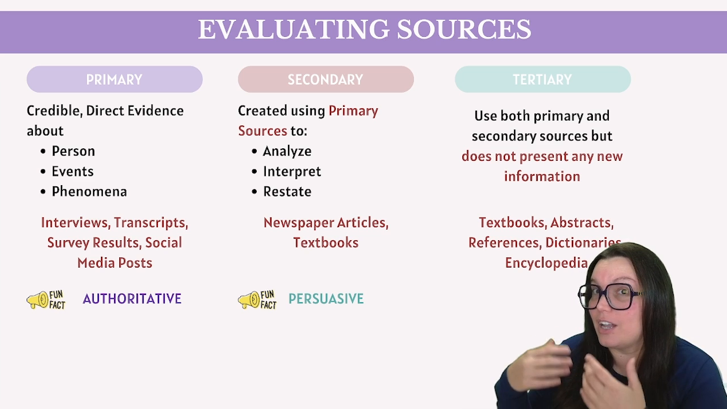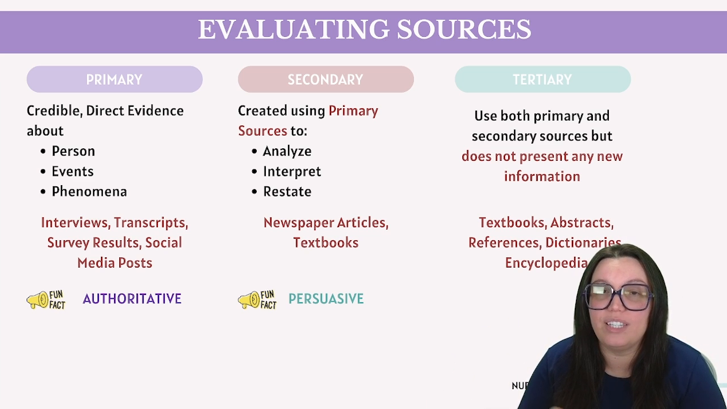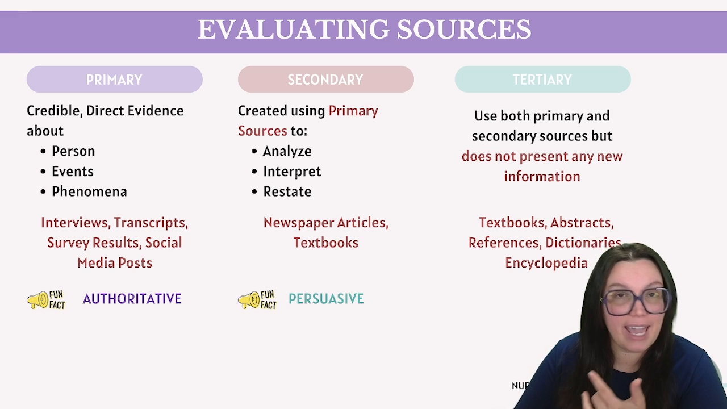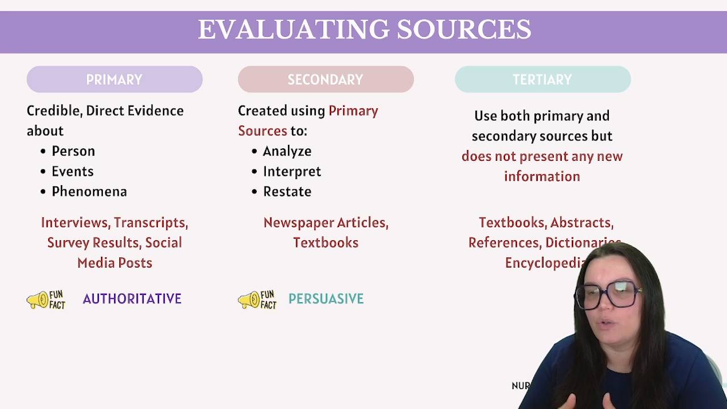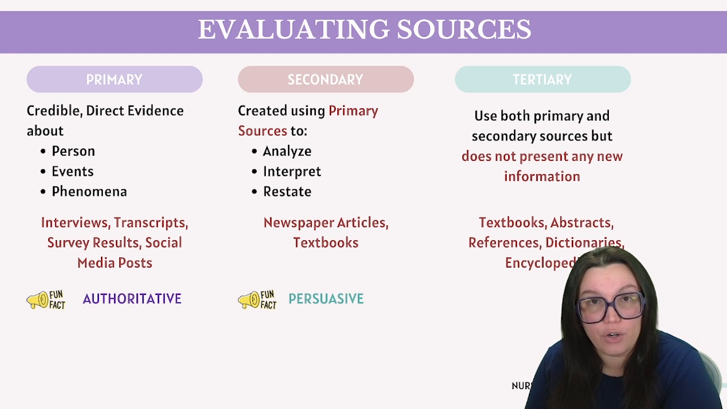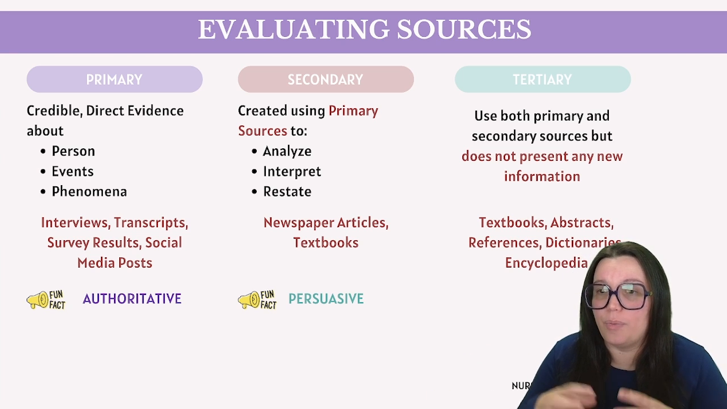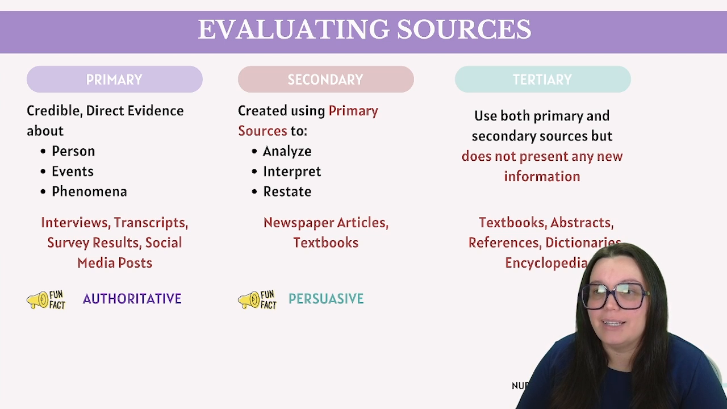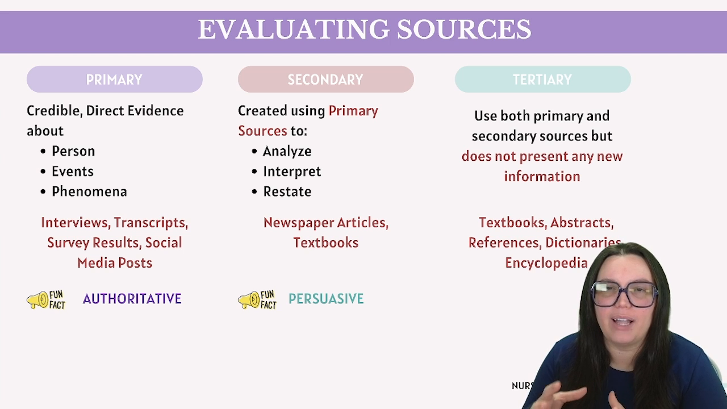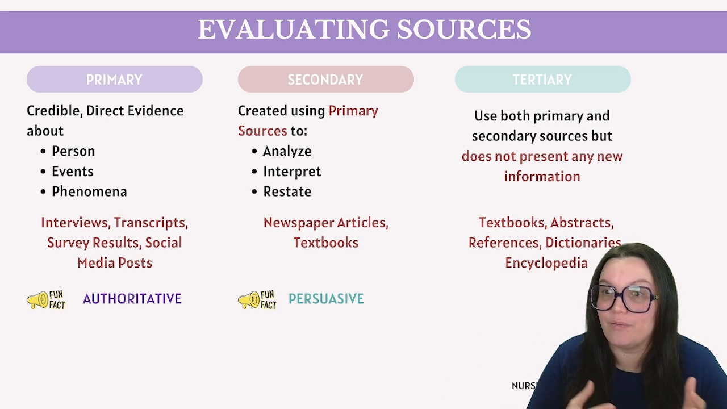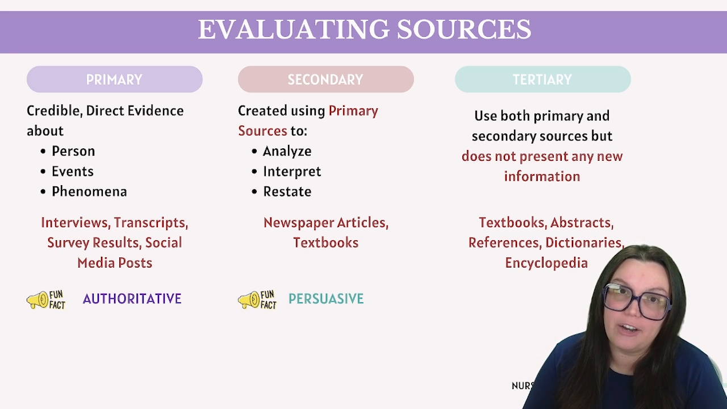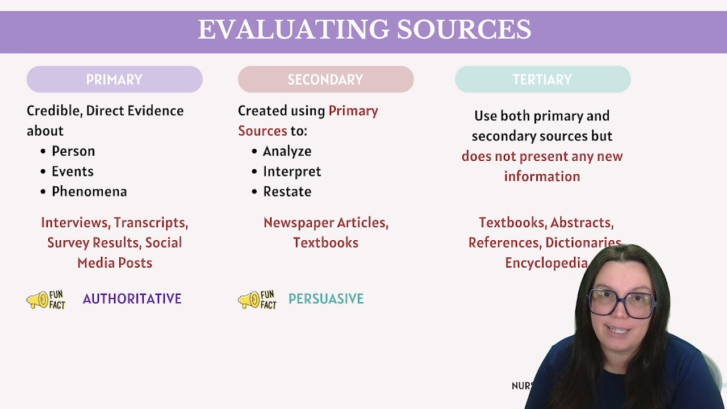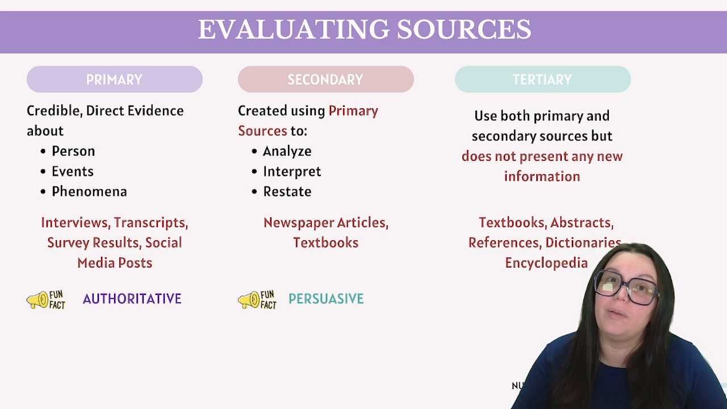Secondary sources, on the other hand, are created using primary sources. They're going to analyze, interpret, and restate primary source information. Examples of this could be newspaper articles or even some textbooks. While primary sources are authoritative, secondary sources are going to be more persuasive. It's important to note that what defines a primary or secondary source can vary based on the context and academic discipline. Just know that primary sources are going to be much more authoritative when it comes to the TEAS, and secondary sources are going to be more persuasive.